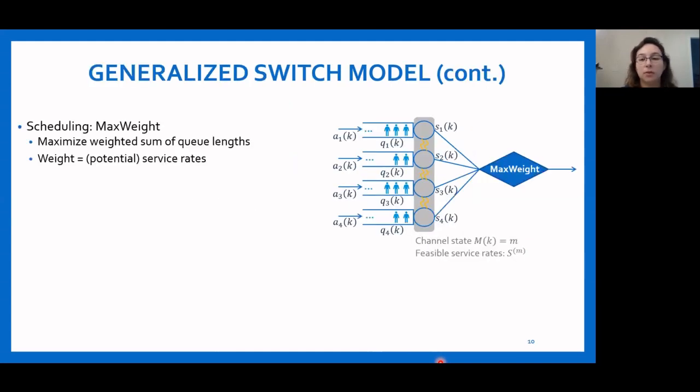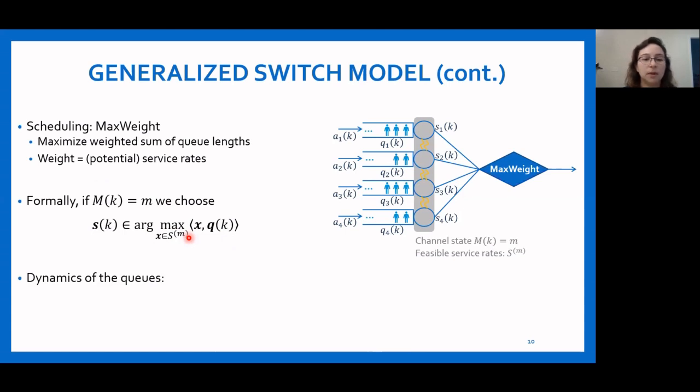Now, how are we going to solve the scheduling problem? We will solve it using max weight, which means that we will maximize the weighted sum of Q lengths in each time slot, and we will pick the schedule that maximizes the weight. Now, what's the weight? The weight will be the possible service rate vectors. So mathematically, if we already know the channel state is M, then we will pick the potential service rate vector that maximizes x dot q, where q is the vector of Q lengths and x can be any service rate vector in the set Sm.